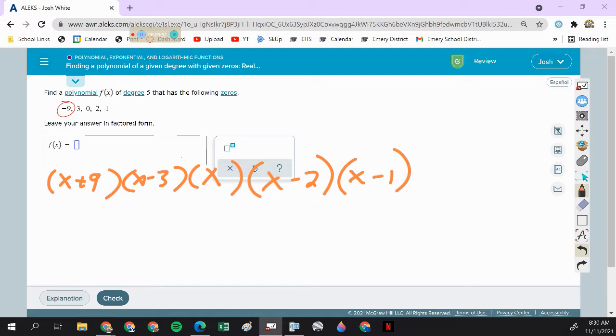So that polynomial, you could multiply together and get a big long x to the 5th, but we don't want to do that. We'll just leave it in that form. If you type that into your calculator and graph it, then it will hit the x-axis at -9, 3, 0, 2, and 1. Okay, that's it. Get to work.